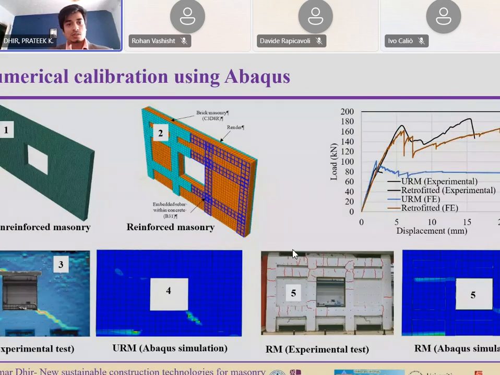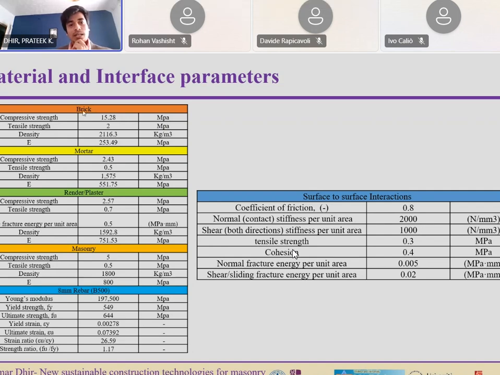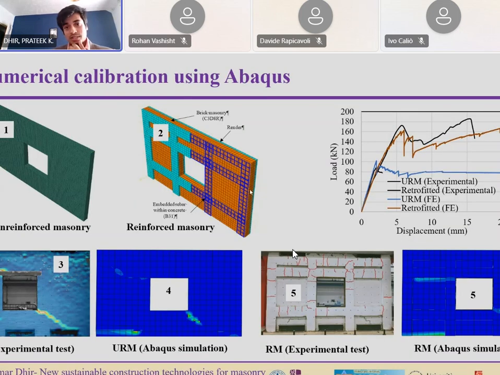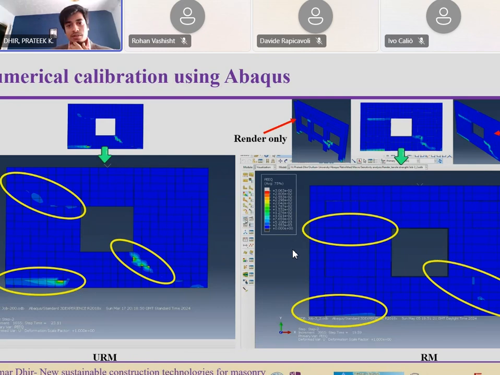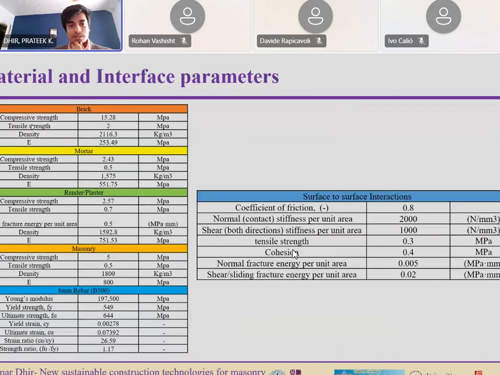We have identified all the material parameters that are already available in the literature for brick, mortar, and render. Because we are using a homogenized model, there is no interface element for now, since we are avoiding mesoscale modeling to improve computational time. These are the material parameters, including the rebar, and these are some interface parameters because between the render and wall we have some interactions, and we have calibrated and found some optimal parameters.